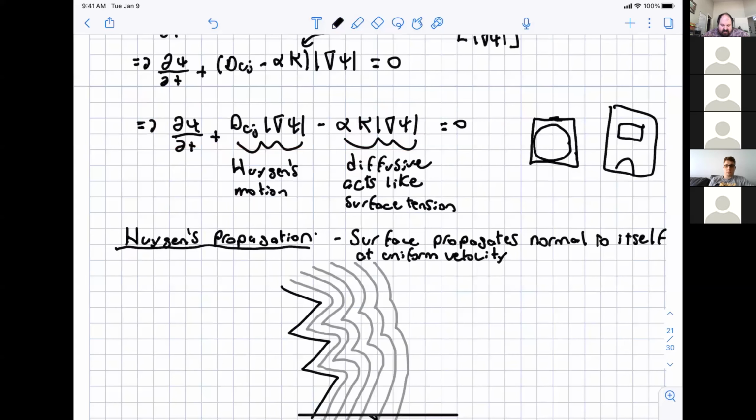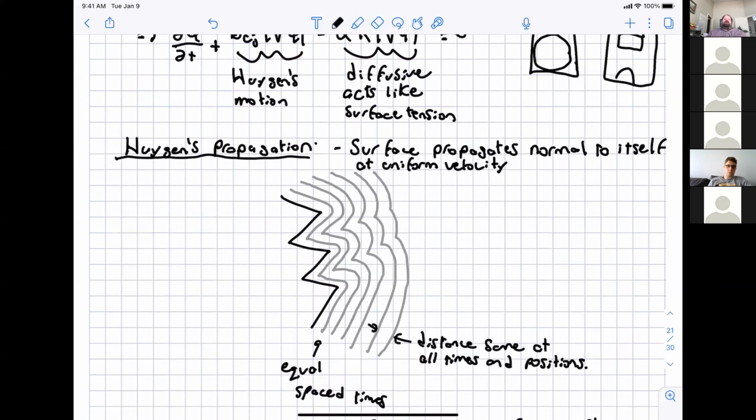So I mentioned Huygens motion, and again, I'm not an artist, so I apologize for that. This is sort of Huygens' rule. It's the same thing you may have learned about wave motion back in the day in either high school physics or college physics. If we start with a surface, what Huygens motion means is that every point on the surface propagates normal to itself at the same velocity.